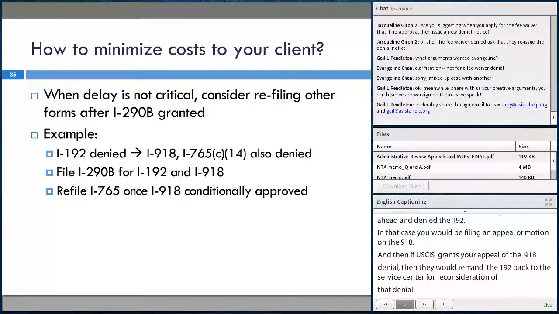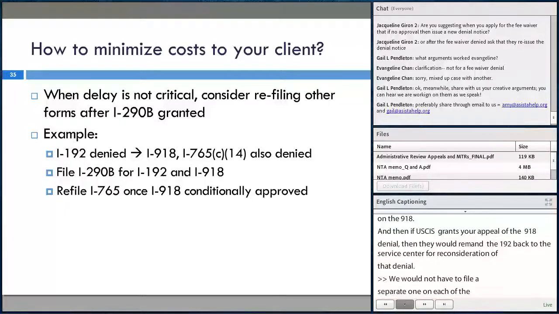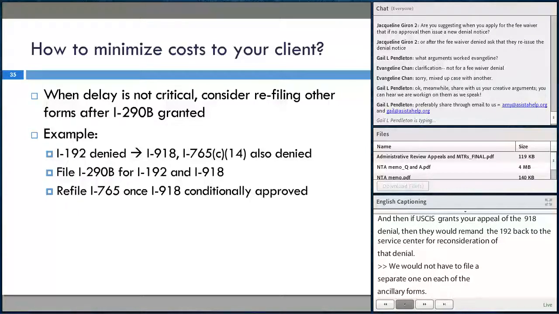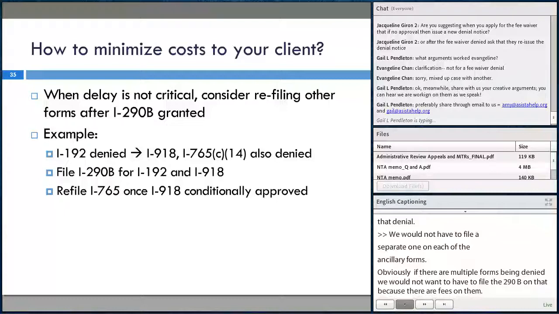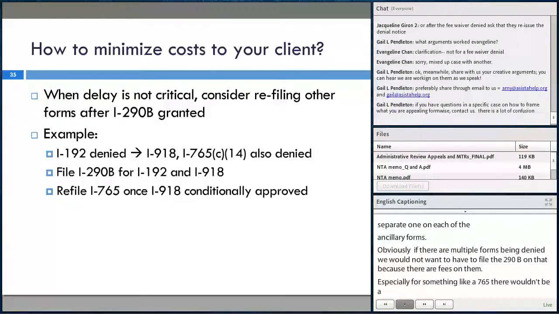All right. And then how do you minimize cost to your client? Because obviously if there are multiple forms that are being denied, we wouldn't want to have to file 290Bs on each of them, if it's possible, because there are fees on all of them, right? And so especially for something like a 765, there wouldn't be any reason to need to file a 290B on that. In theory, if you look at the example that I was talking about earlier, if the 918 was denied on the merits and then you filed the appeal of that and you won, then the service center should be reconsidering all of the other ancillary applications that were denied as a result of the 918 denial. And in theory, you shouldn't have to file 290Bs for that.